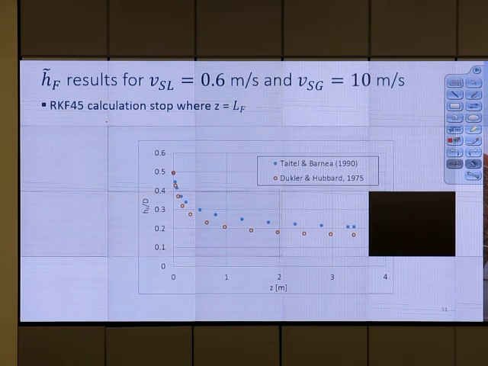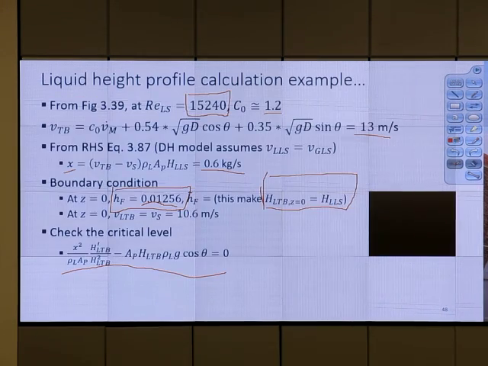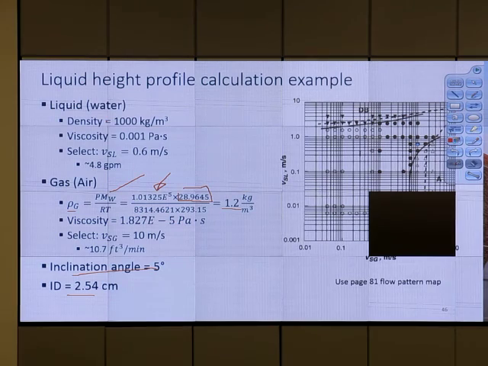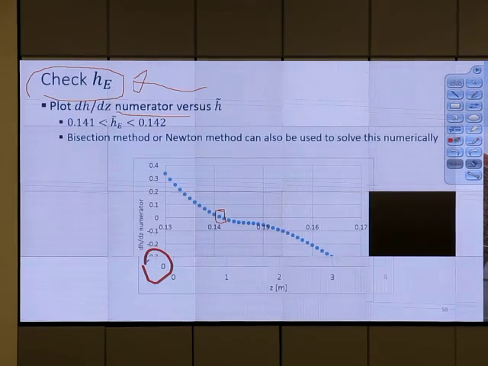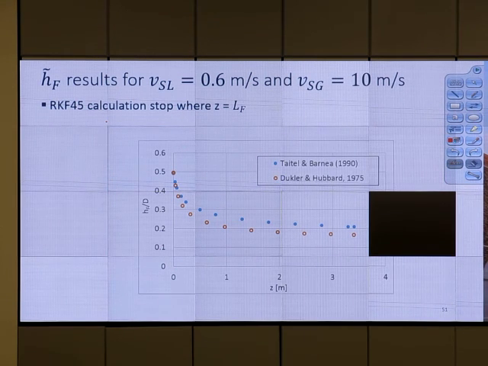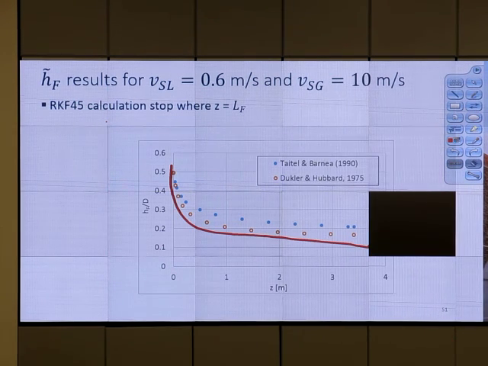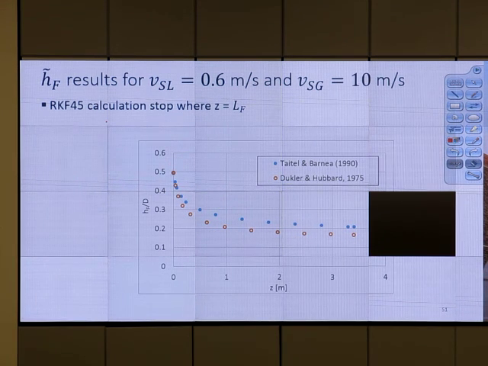Doppler-Hubbard is only for horizontal. And I did not use it for horizontal, I use it for something else, 5 degree. Then I show you that the result from Doppler-Hubbard is not the same as Taitel-Dukler. Taitel-Dukler is for any inclination angle. It's not the same, it's different.